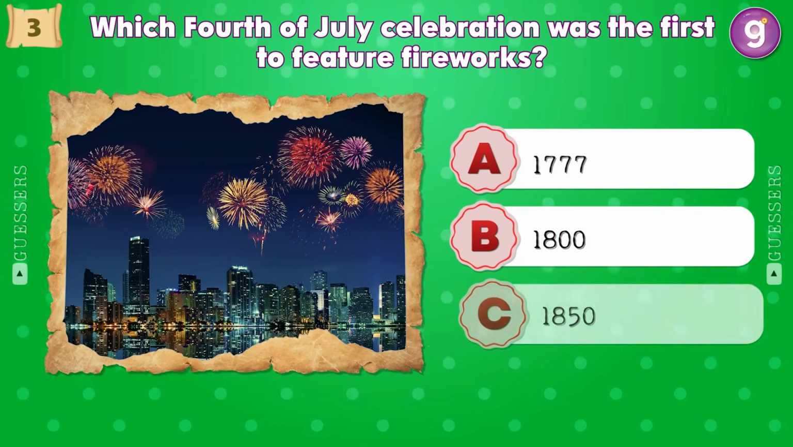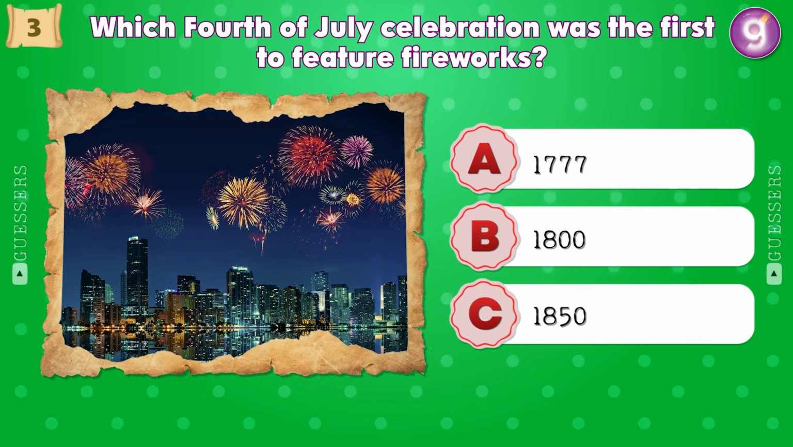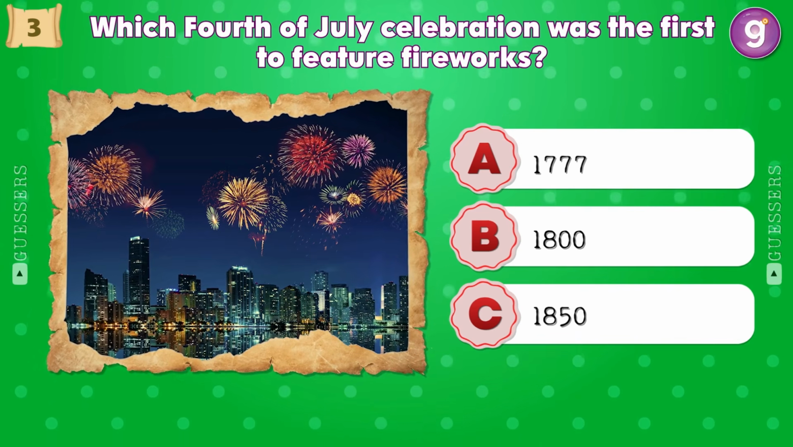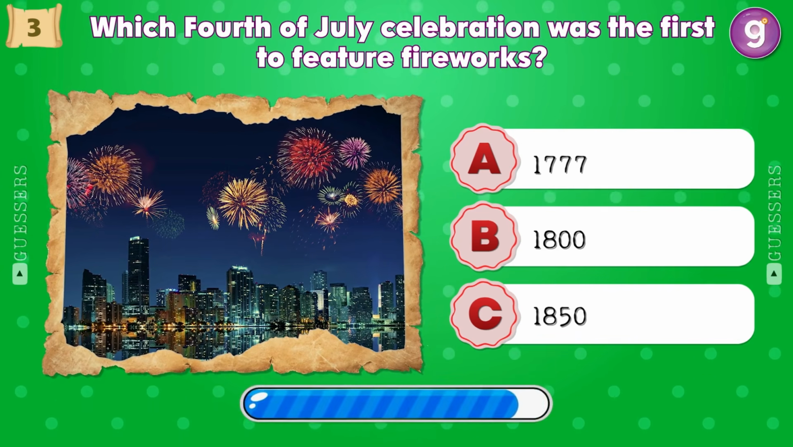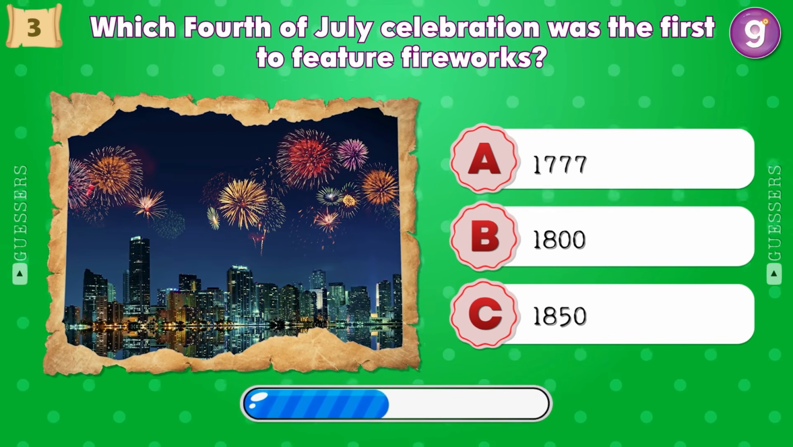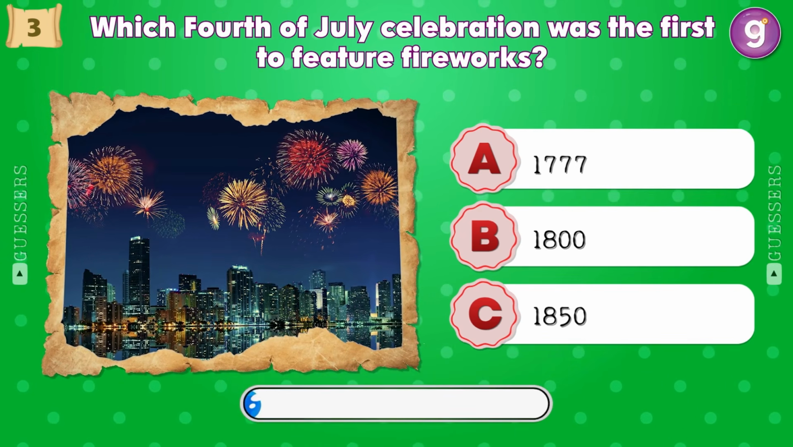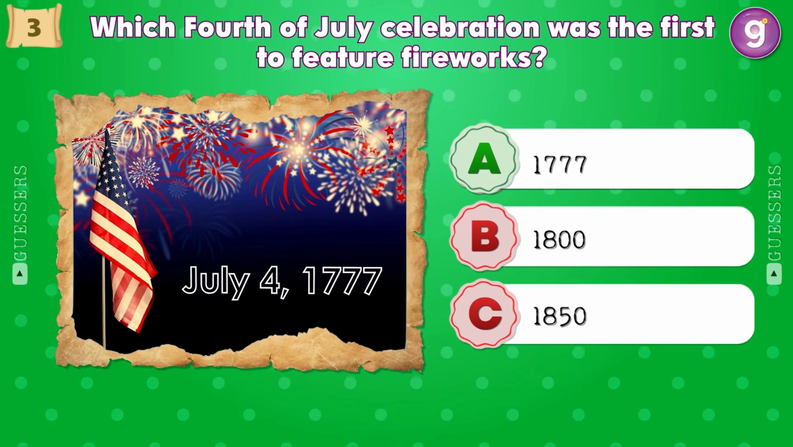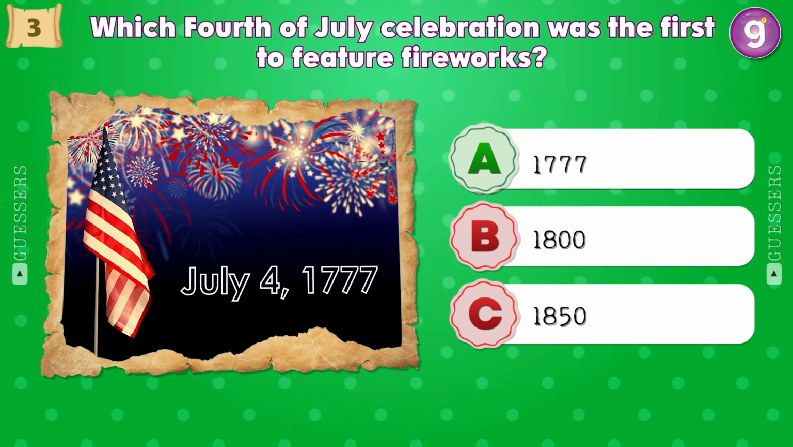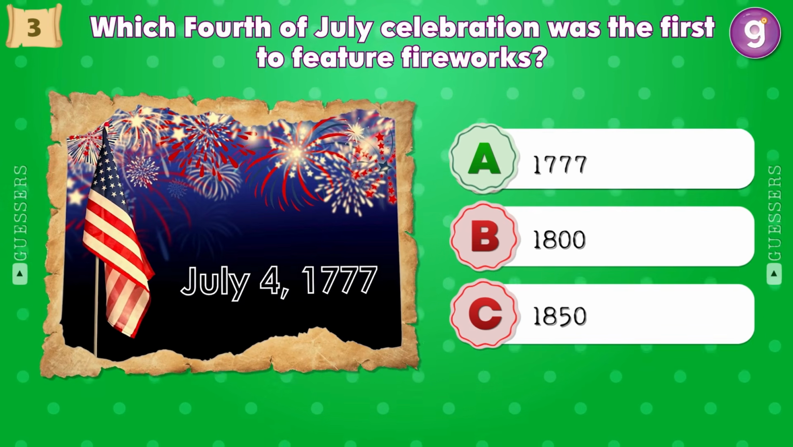Which 4th of July celebration was the first to feature fireworks? 1777, 1800, or 1850? It was in 1777. Philadelphia became the first city to celebrate the 4th of July with fireworks.